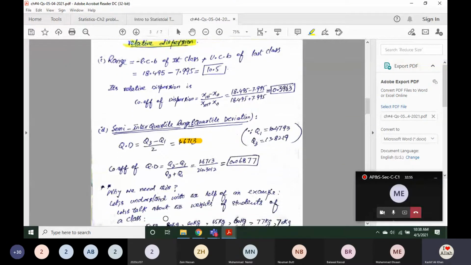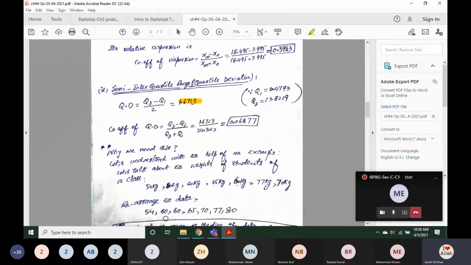But my question is why we need the semi-interquartile range or interquartile range. So let's understand with the help of an example. Let's talk about the weights of the students of a class: 54 kg, 80 kg, 60 kg, 65 kg, 60 kg, 77 kg, and 70 kg.